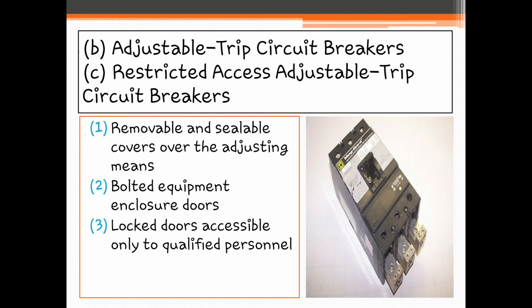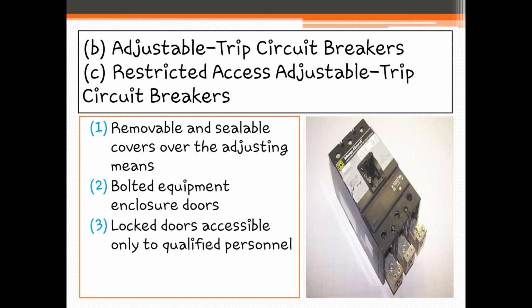Next is adjustable trip circuit breakers. So the adjustable circuit breakers are intended for use in combination with motor starters with overload relays for the protection of motor circuits from short circuit. So for the standard ampere rating of these adjustable trip circuit breakers, the rating of adjustable trip circuit breakers having external means for adjusting the current setting not meeting the requirements shall be the maximum setting possible. Next is the restricted access adjustable trip circuit breaker.